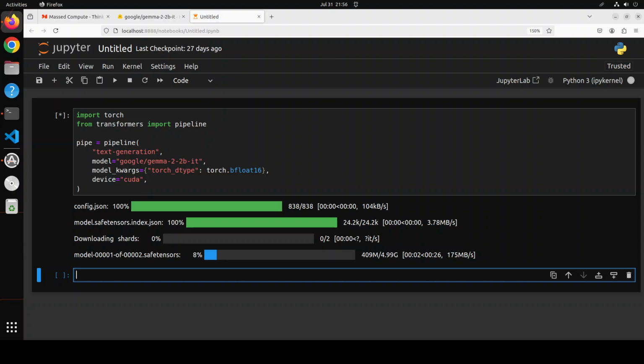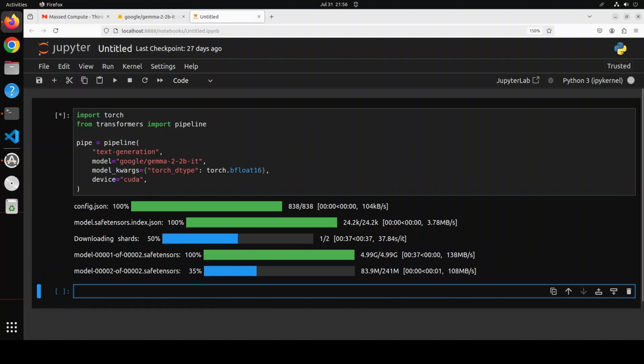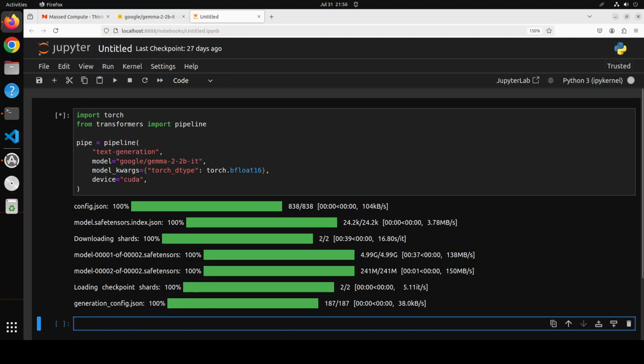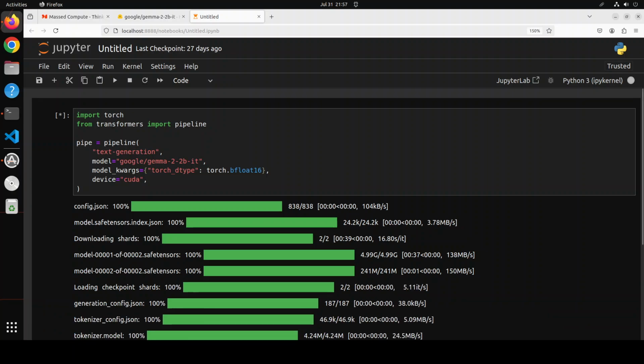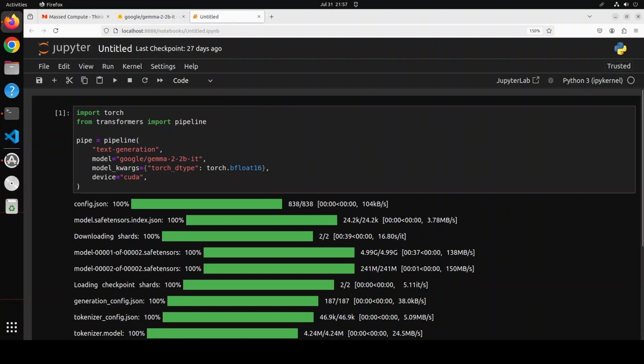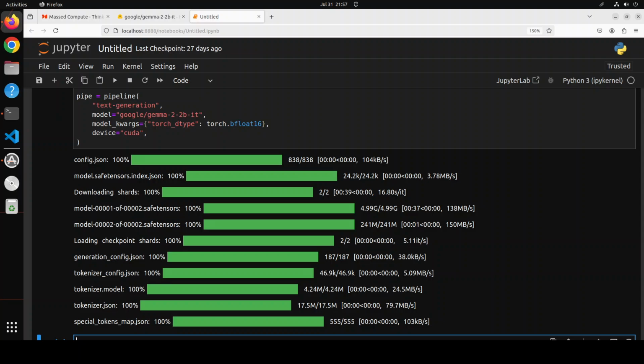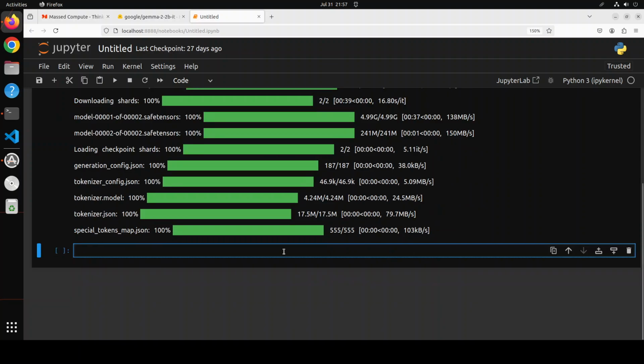So you can see that it has started downloading the full model. Size is around 5 GB for the first shard. And then let's see how big the second shard is. So let's wait for it to get downloaded. So the second shard is very small, around 251 MB. And there you go, it has downloaded the model, and it has also downloaded the tokenizer, as you can see, and it has also put it on my GPU. So we are all set to do the inference.